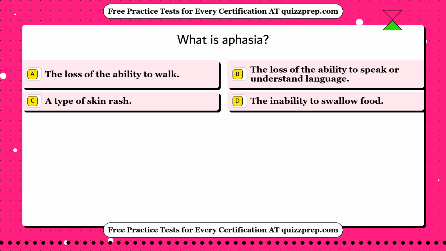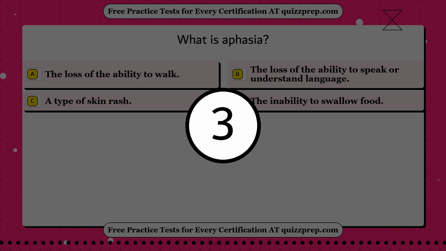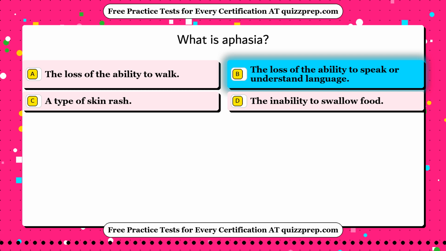Question 101. What is aphasia? Option A, the loss of the ability to walk. Option B, the loss of the ability to speak or understand language. Option C, a type of skin rash. Option D, the inability to swallow food. The correct answer is option B, the loss of the ability to speak or understand language.